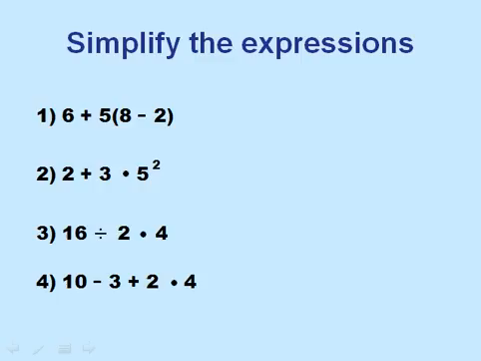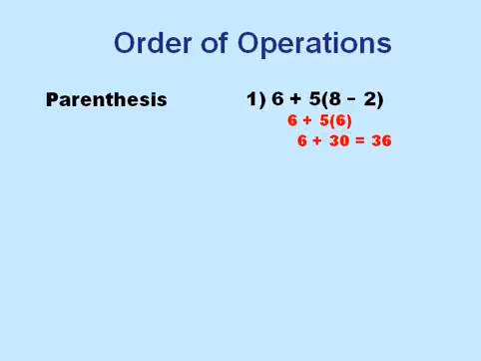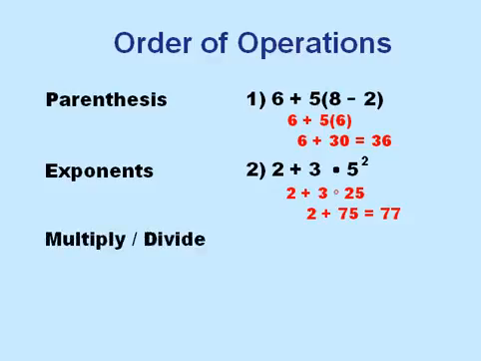Here are some other examples. We have a problem with parentheses. Well, we do the parentheses first, then we multiply, and then we add. We have exponents. Well, we do the exponent first, then we multiply, and then we add. We have multiplication and division. Careful here. Remember, for multiplication or division, you do the first one that comes from left to right. In this case, I'm going to do 16 divided by 2, and then I multiply by 4.